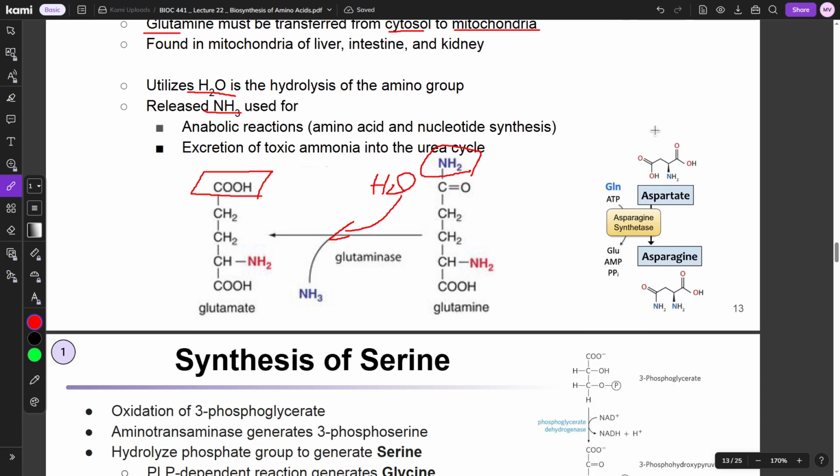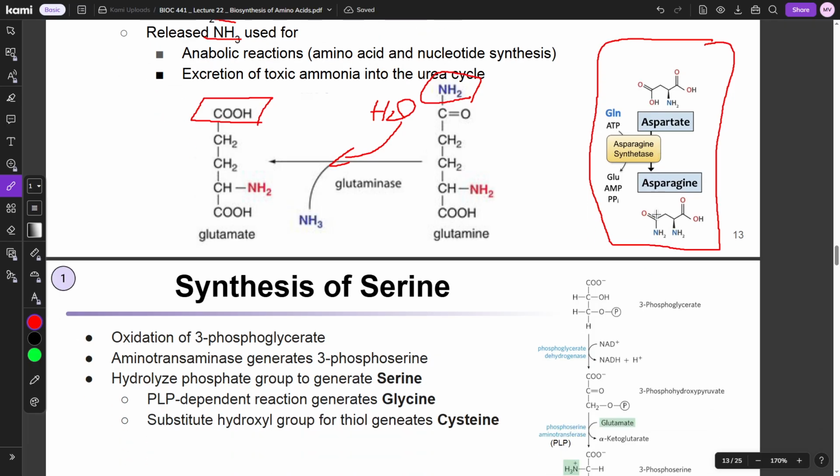And, like I said before, asparagine synthetase is the same concept, where after you make glutamine, you use the glutamine to make asparagine. So that's where the N comes from. That's where this N comes from. It comes from glutamine.